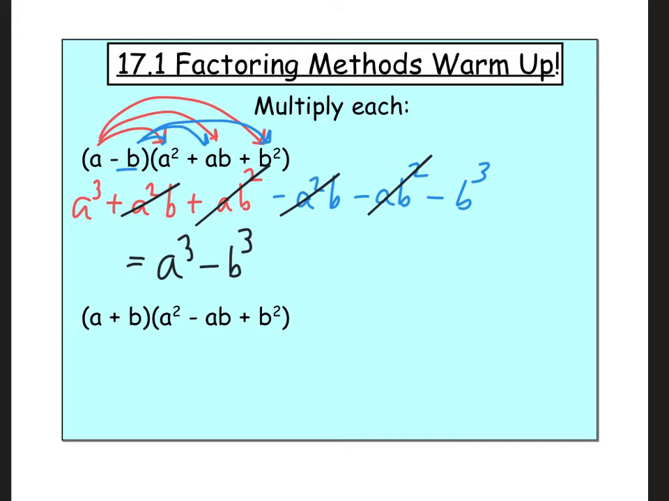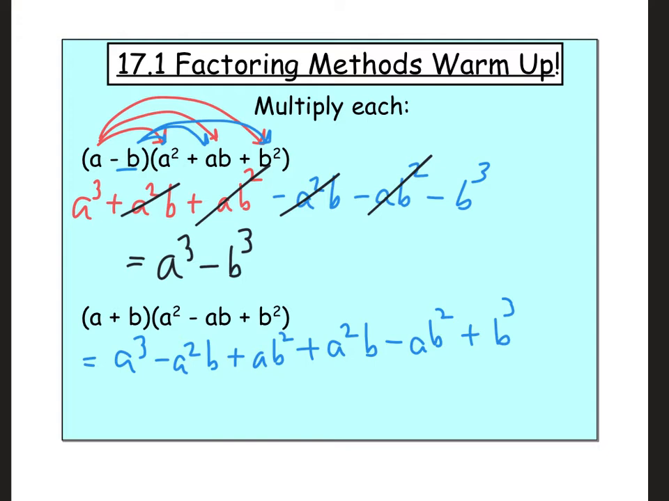And let's also take a second and do the second one here as well. All right, so I went ahead and did the distributing on the first couple steps, and now let's just combine any like terms and clean things up. So similarly, there's a minus a squared b and a plus a squared b. Those cancel out. A plus ab squared and a minus ab squared cancel out. And this one is left with just a cubed plus b cubed.